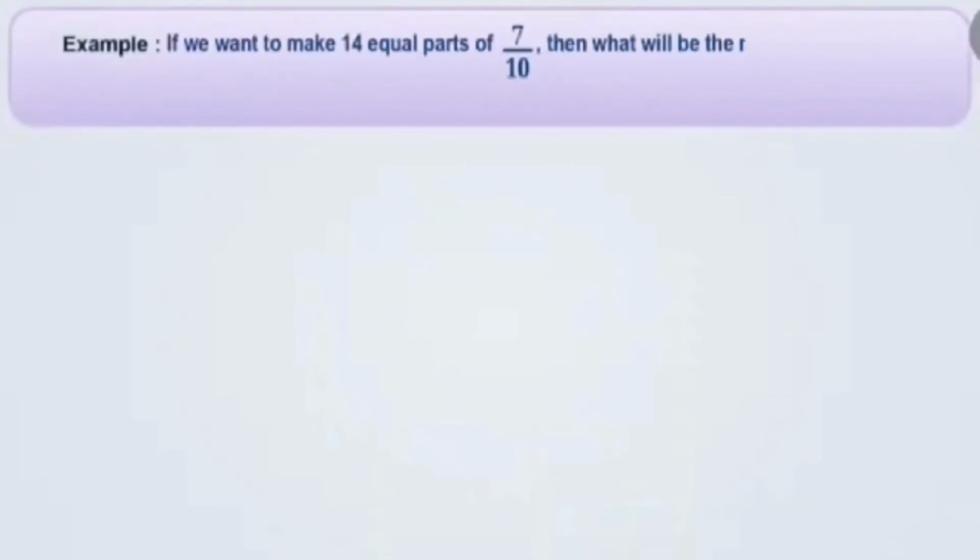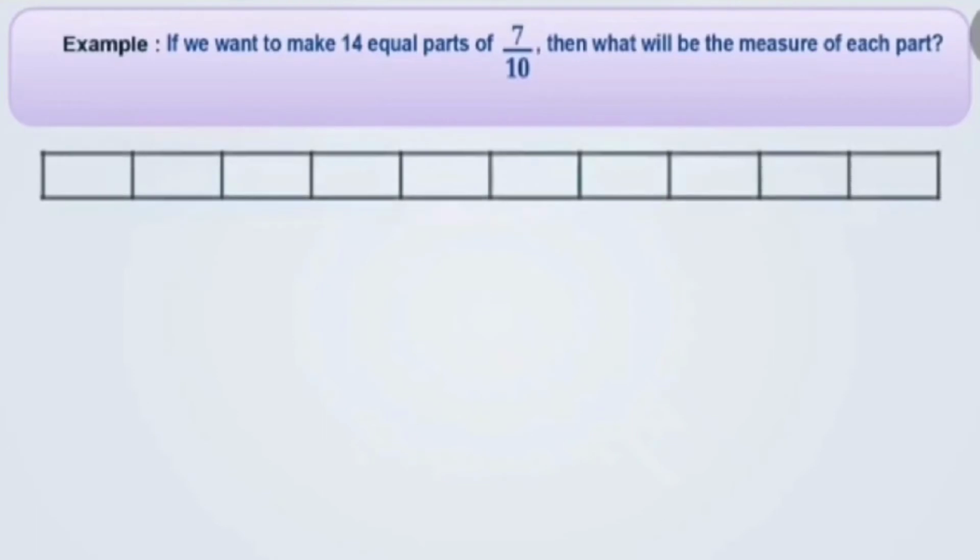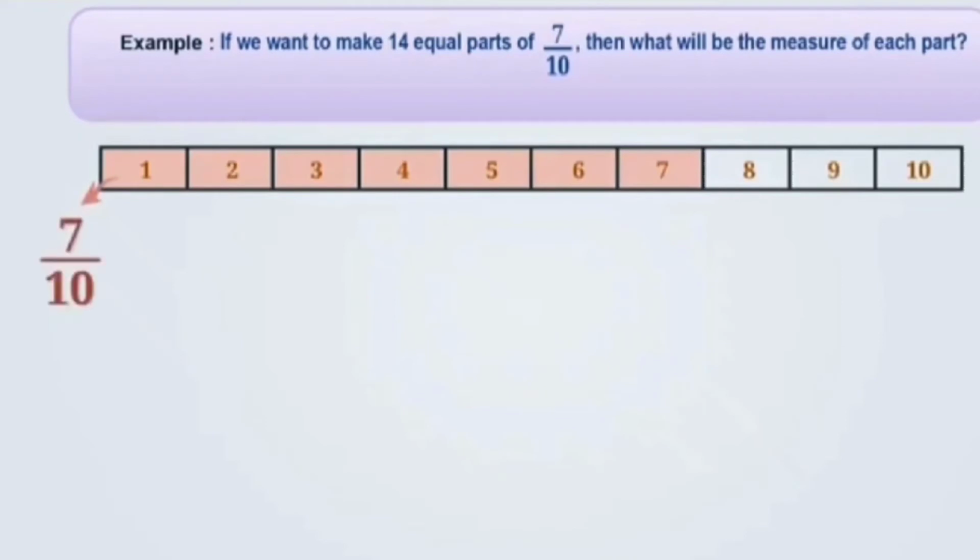If we want to make 14 equal parts of 7/10, then what will be the measurement of each part? Come, let's solve it. We have to make 14 parts of 7/10 and find the measurement of each part. So let's first make 10 equal parts of a strip and shade 7 of these. The shaded part denotes the fraction 7/10.